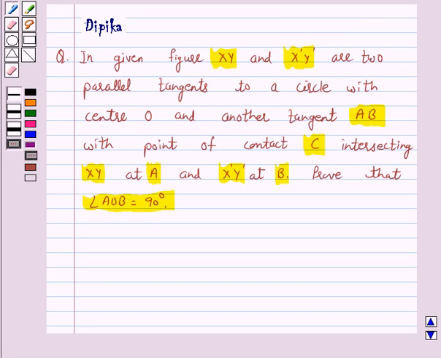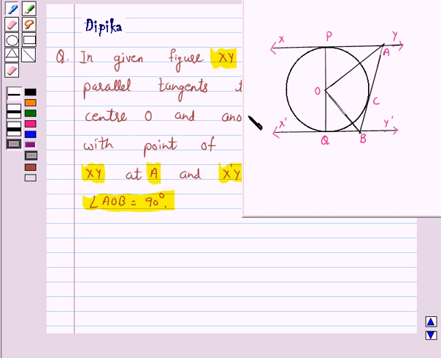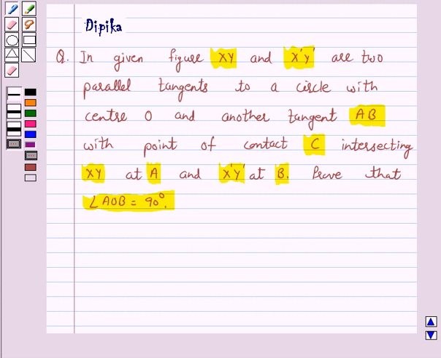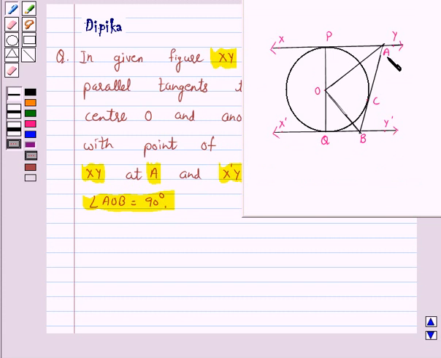I am Deepika here. Let's discuss a question which says, in the given figure, XY and X'Y' are two parallel tangents to a circle with center O, and another tangent AB with point of contact C intersecting XY at A and X'Y' at B. Prove that angle AOB is equal to 90°.